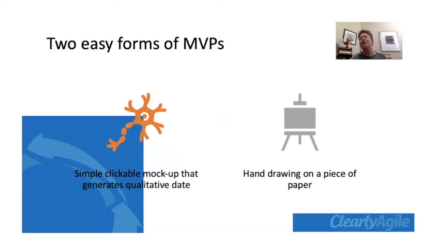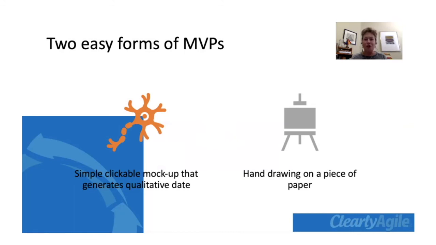So here's two easy forms of getting their MVP created. And there's many out there. You can do some research and there's a whole slew of different ways. But two easy ways is one, to create a simple mock-up. It can be on a website that enables you to get qualitative data. The second way is to draw it up on a piece of paper.